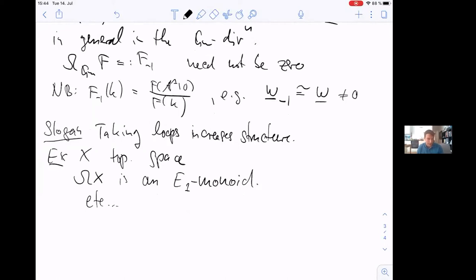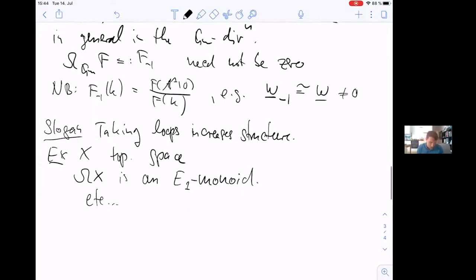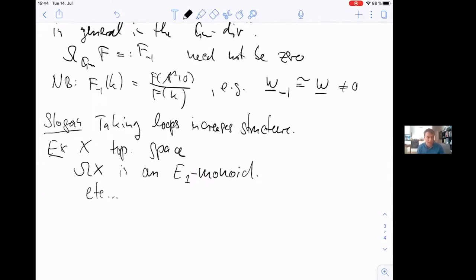If you take higher loops, if I put an n here, then I make this an En monoid, and the point is that in fact all this extra structure recovers everything. That's the crux of finite loop space theory, or the most basic result. I'm sure there are very difficult things which one can study. Now what I want to claim is that if I do the same thing with my strictly homotopy invariant sheaf F in the Gm direction, I still get more structure.